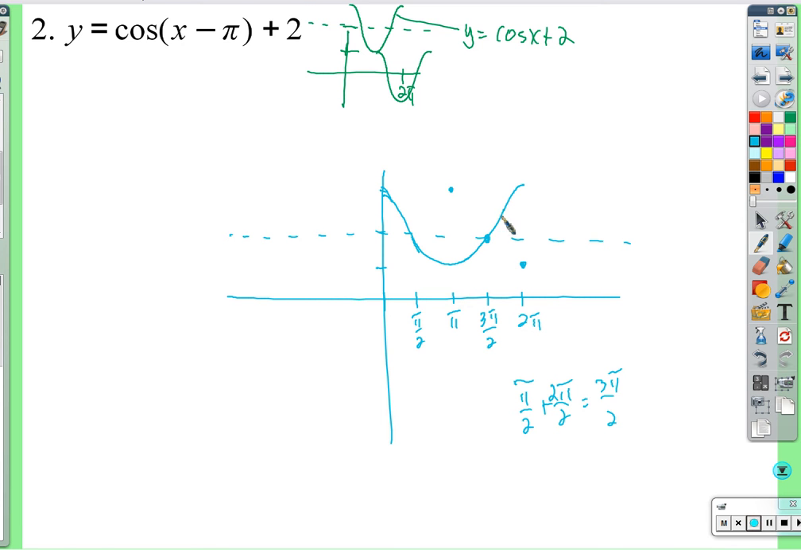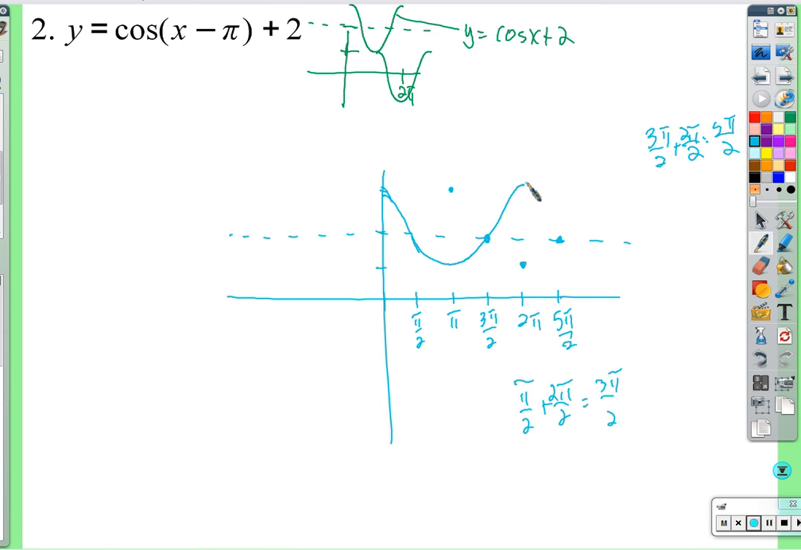The point on this graph, it's right here, over pi, 3 pi over 2 plus pi. Let's find out, 3 pi over 2 plus pi. We need a common denominator, so we need 2 pi over 2. So 5 pi over 2, we're moving this guy over here. This is now 5 pi over 2.